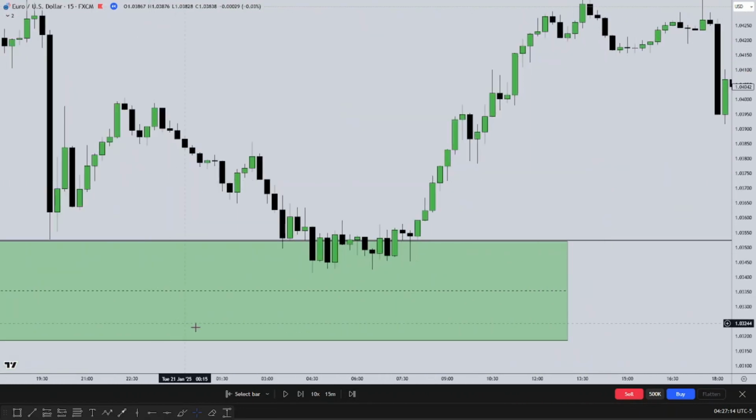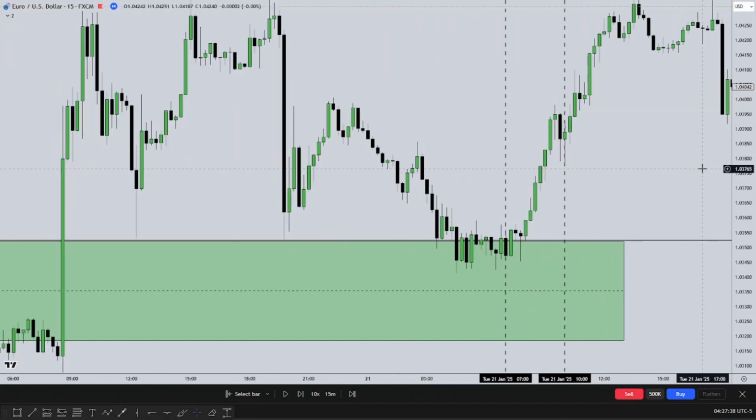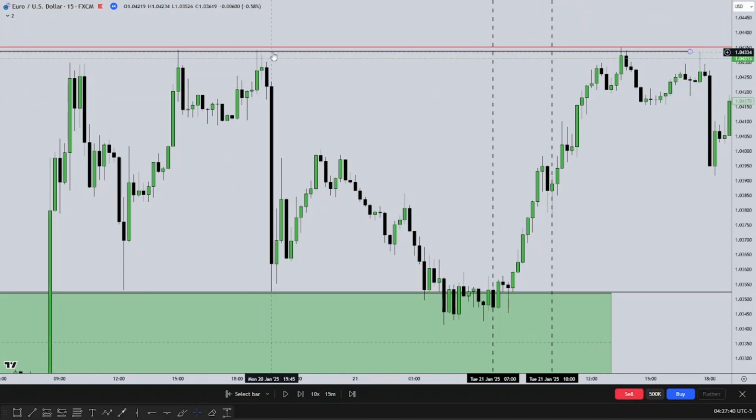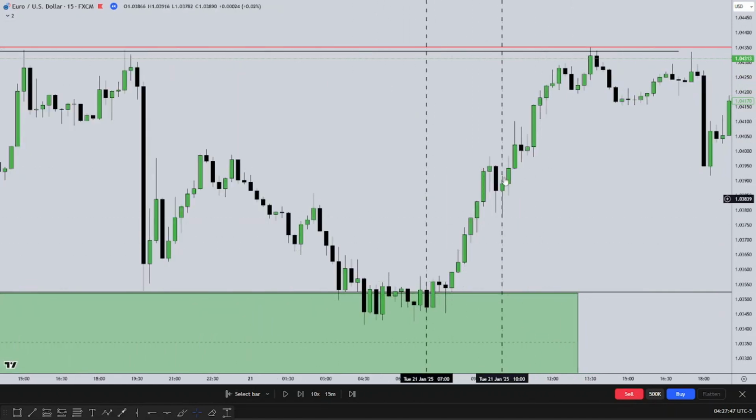Now first, let's use a vertical line to mark out the 7 a.m. Here's 7 a.m. and here is 10 a.m. Now we are looking for a setup within this price range. We're looking for a setup within this price range. And our target is to see price run out the daily high, which you can clearly see is an equal high liquidity.